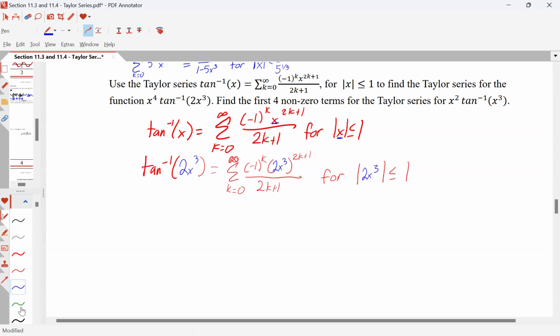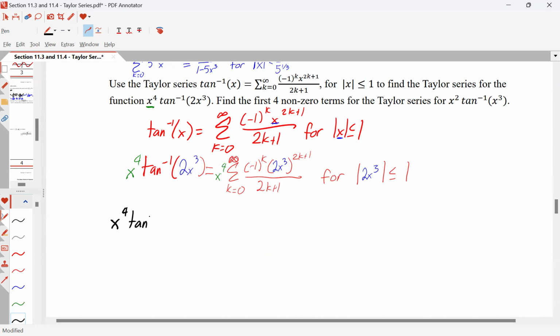The other thing that's necessary is multiplying by this x to the fourth. So x to the fourth times the series. So there technically is the Taylor series. I say technically because we actually want to simplify this more. We have the Taylor series, we just want it simplified.